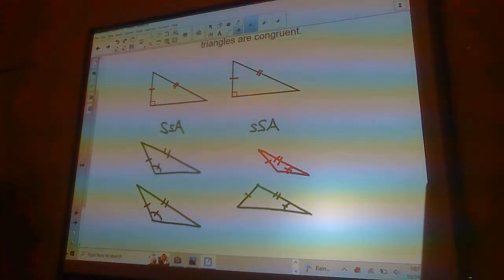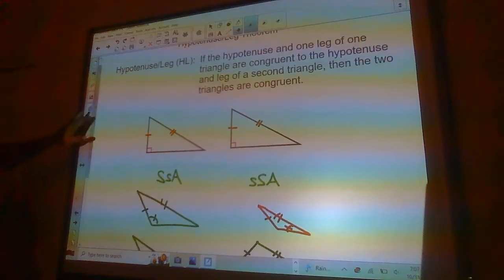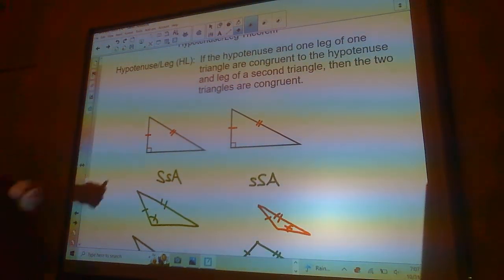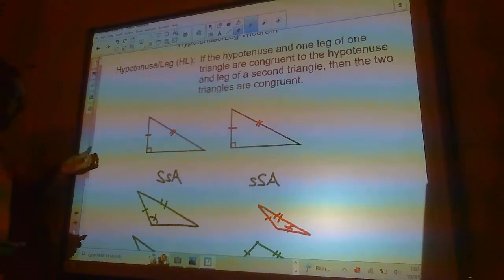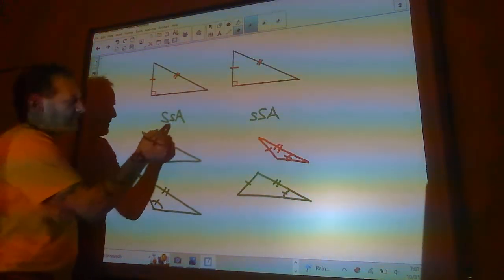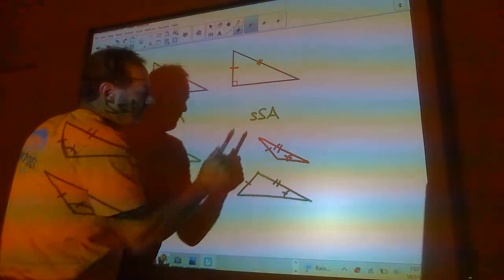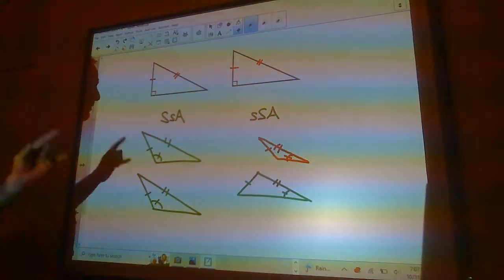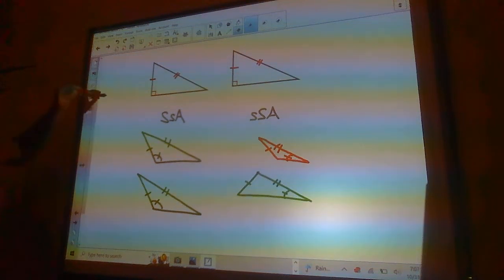Hopefully you'll be good with that. You're always safe when it's a right triangle. You're always safe if you do big side, little side, angle, but if you do little side, big side, angle, those are not congruent triangles. That is not a triangle congruence theorem.